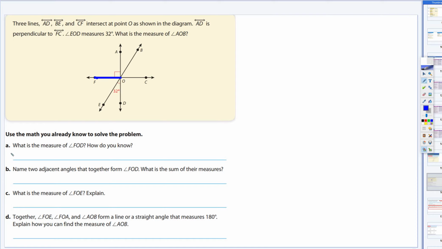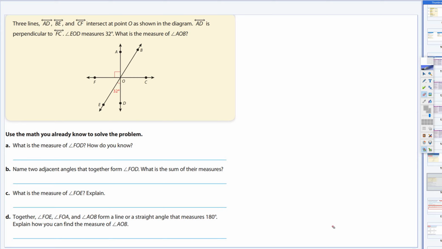Question A. What is the measure of angle FOD? They're asking for that measure. And how do you know? Question B. Name 2 adjacent angles that together form angle FOD. What is the sum of their measures? Question C. What is the measure of angle FOE? Explain.